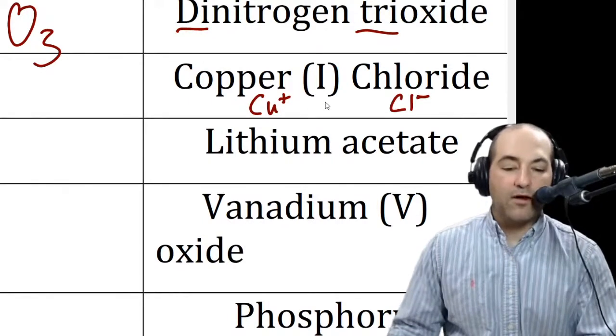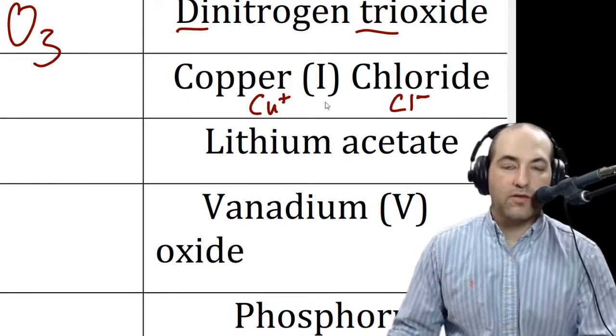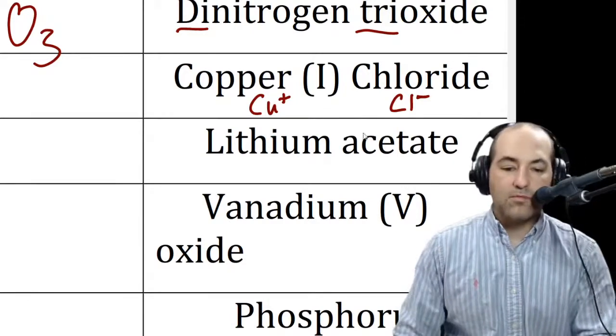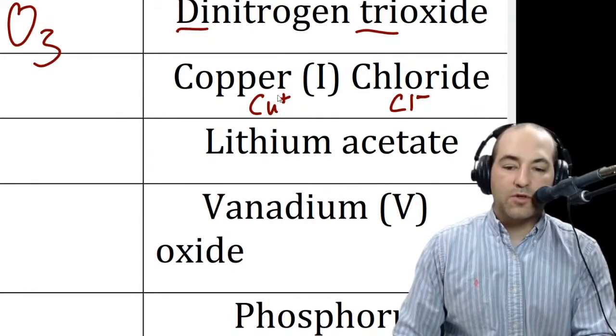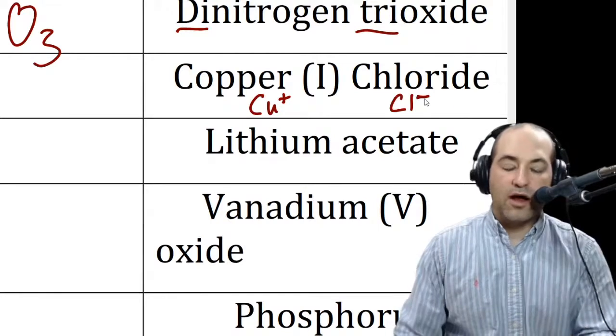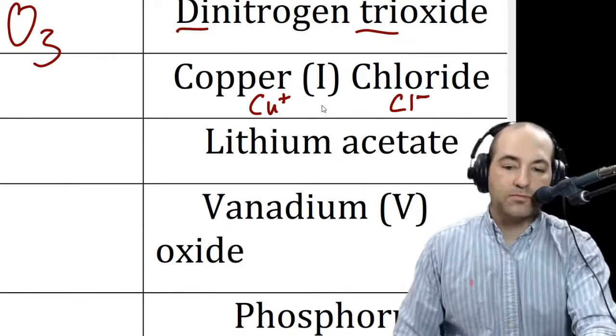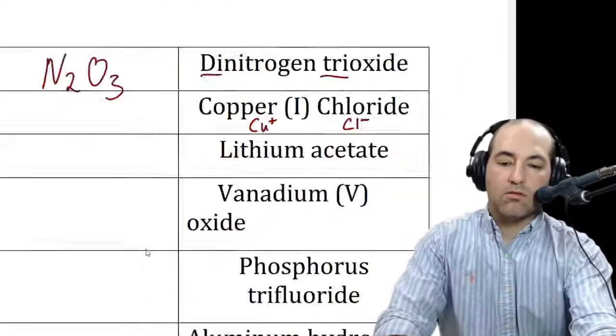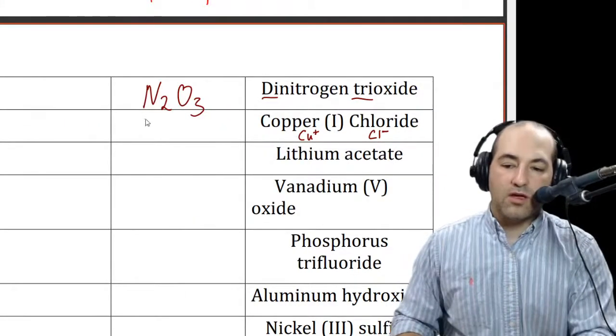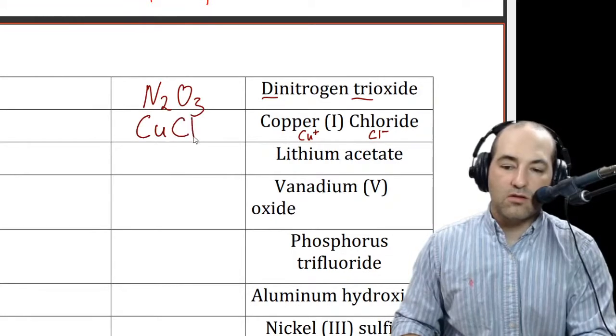Now we can put them together in a ratio that allows them to be neutral overall. To do that, we look at our total positives and negatives and figure out how we need to adjust those. Well, here it's pretty simple. +1, -1. So we know that our formula can be CuCl.